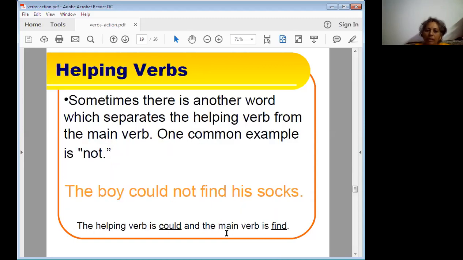Sometimes there is another word which separates the helping verb from the main verb. The boy could not find his socks. The helping verb is could and the main verb is find. So here these two are separated by another word, not.